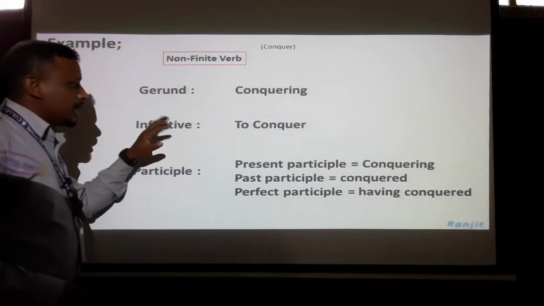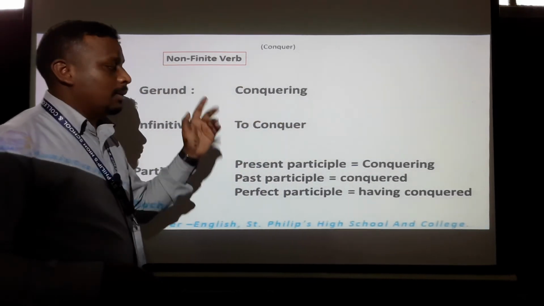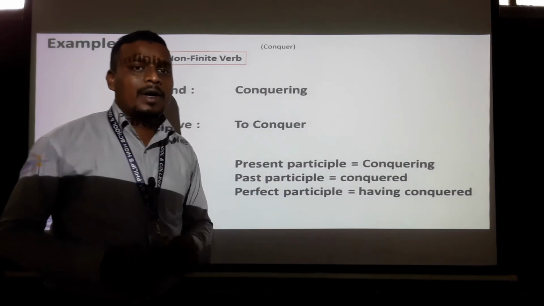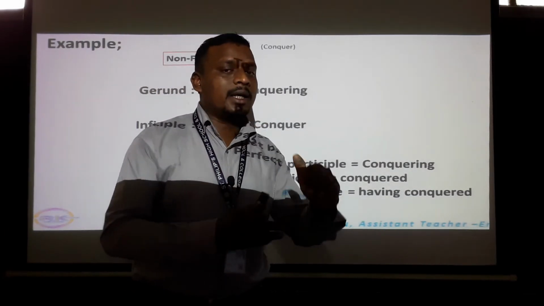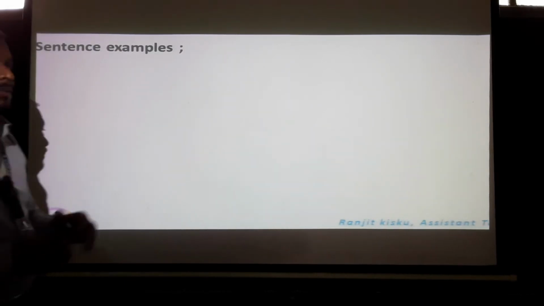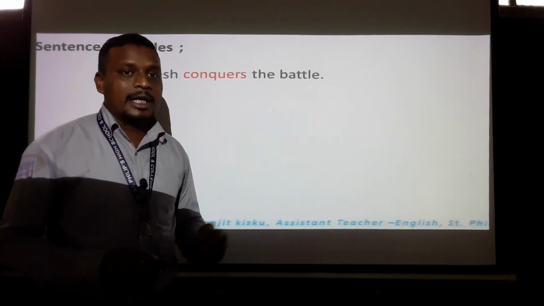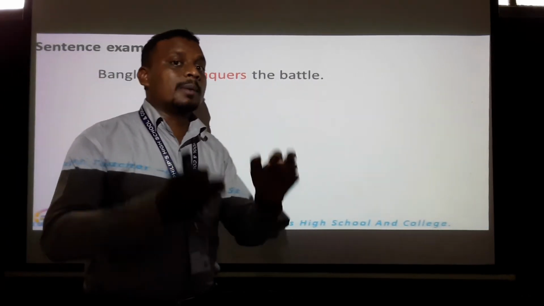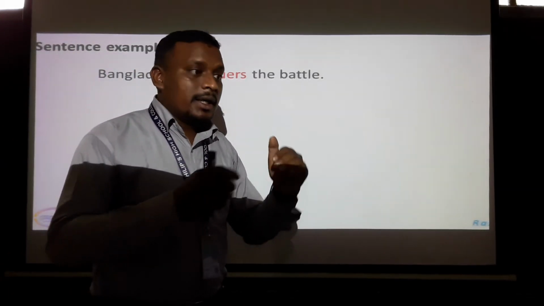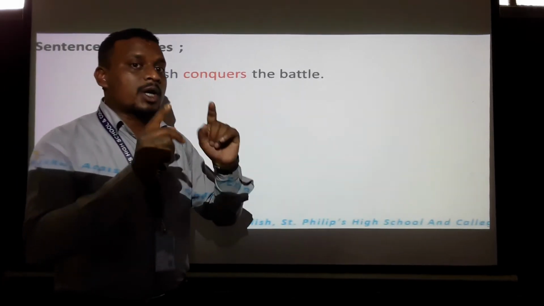Okay. So these changes are found when we answer the question right form of the verbs. Got it? So these are the changes of a verb when we do the answer of right form of verbs. Now we will see some sentence examples. Let's see. Bangladesh conquers the battle. That means the verb is in the verb part, which can be changed as per tense, voice or number and person of the subject. So we got conquers from conquer, right?